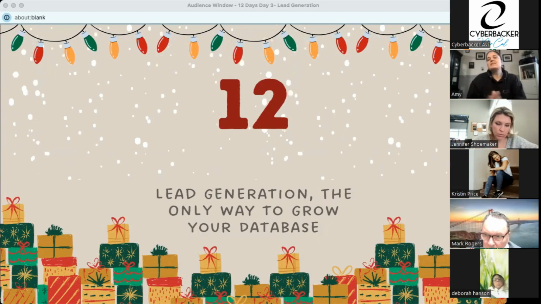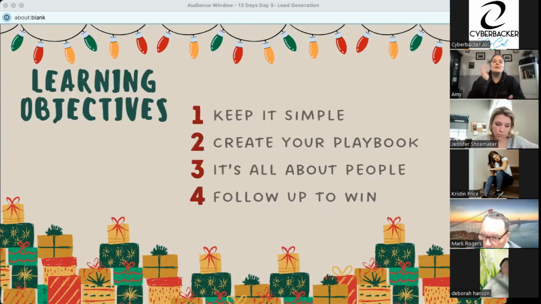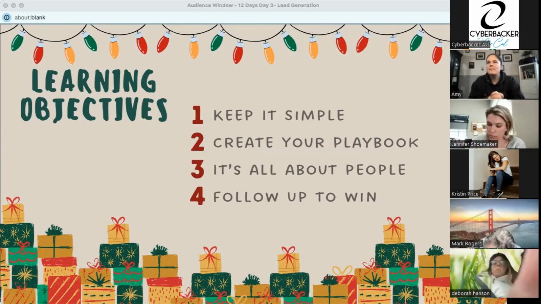So our learning objectives today is to keep it simple. We're going to focus on keeping it simple, not taking on too much when it comes to lead generation. We're going to go over creating a lead generation playbook or what that would look like. We're going to touch on the fact that it's all about the people. It's all about building relationships. And then we're going to wrap it up with a follow-up plan to win.